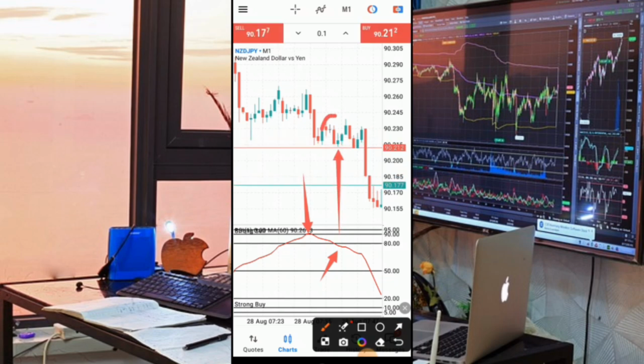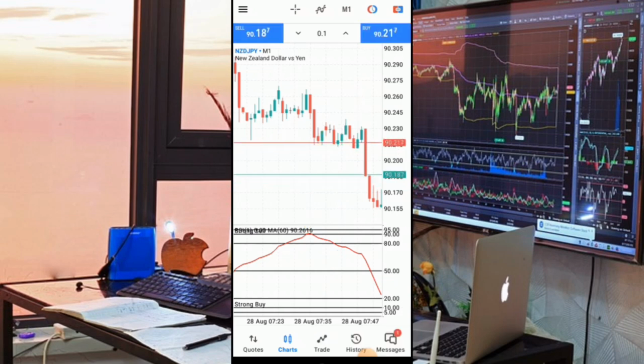As you can see, we had one bearish engulfing candle over here, and then we had another one over there. So you can place your entry like that. So first step is you wait for price to hit the 90 line level. Second step, wait for price to close below the 80 line level. Third step, you look for a bearish engulfing candle.